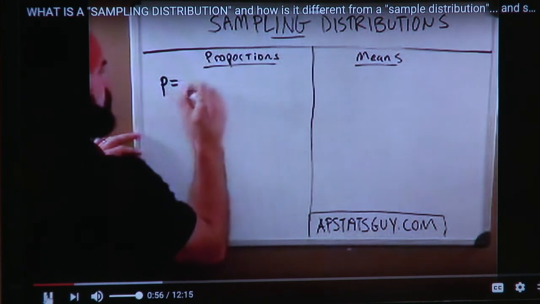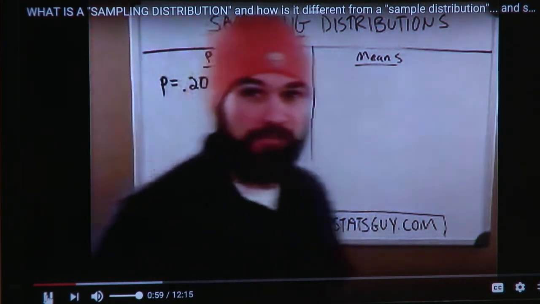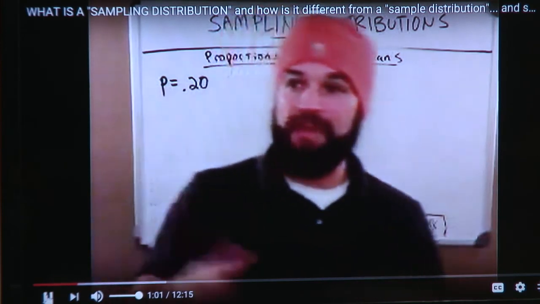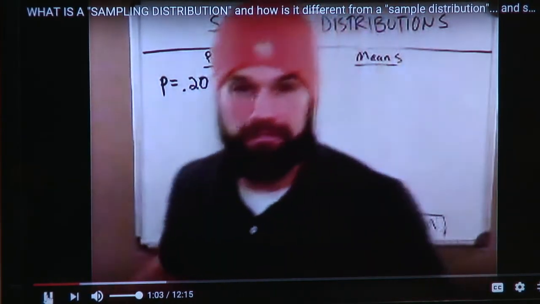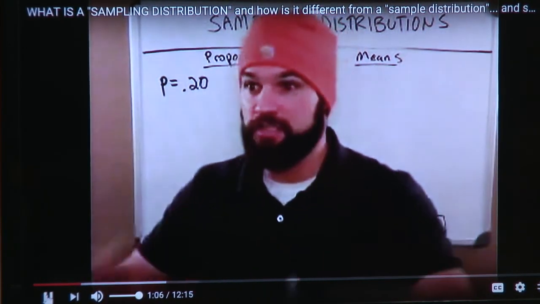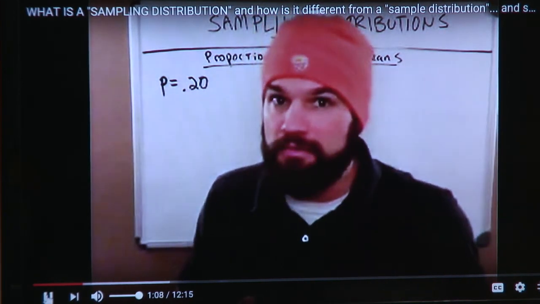So I say P equals 0.20, okay? P is the proportion of the population. But if I go and take a sample of 100 people, do you think exactly 20 people will be sexy and know it? Do you think that's going to happen?